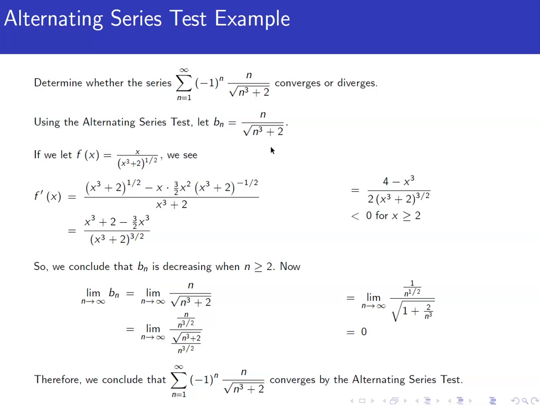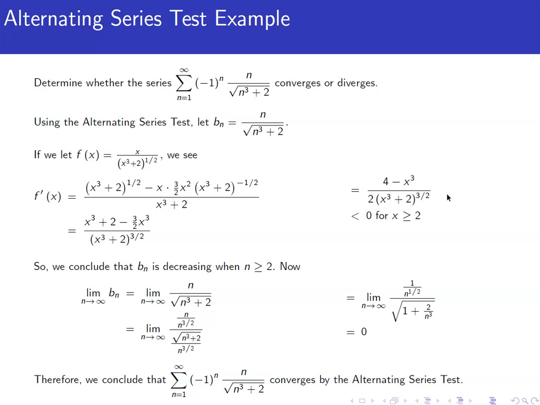To show that b sub n decreases here, it's probably easiest to treat it as a function of a real variable, take the derivative, and see that the derivative is eventually negative. So to that end, we'll let f of x equal x over (x cubed plus 2) to the 1/2. Take the derivative using the quotient rule, do some simplifying, and we get to the point where the derivative should be (4 minus x cubed) over 2 times (x cubed plus 2) to the 3/2.